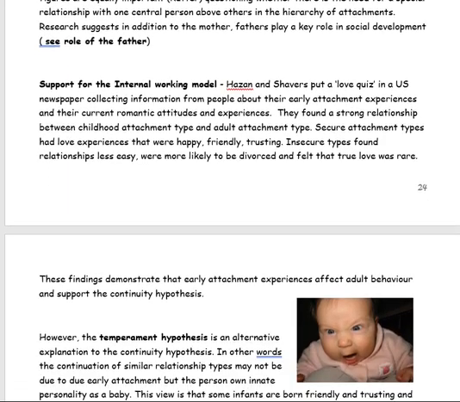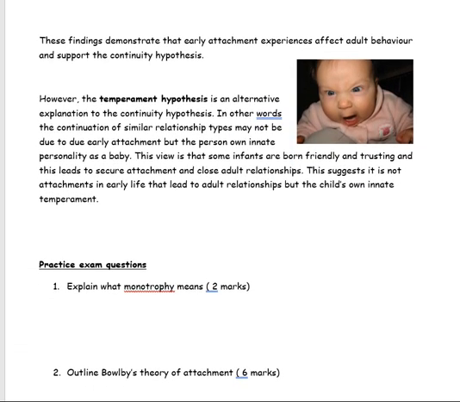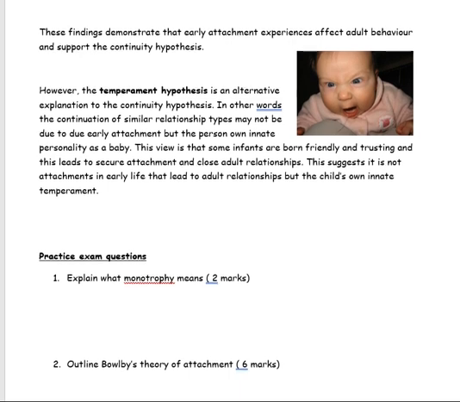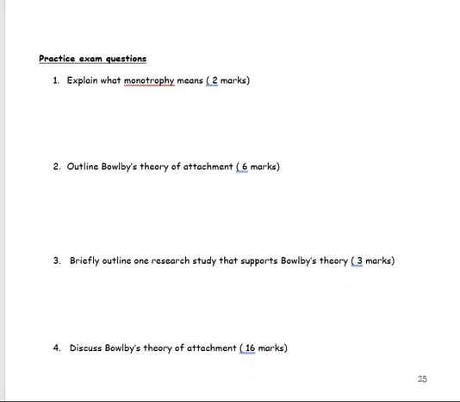So if we move on onto the next page, there's a little bit there about the temperament hypothesis. It's a bit of extension. You don't necessarily need that. There are some exam questions at the end here if you want to have a go at them.